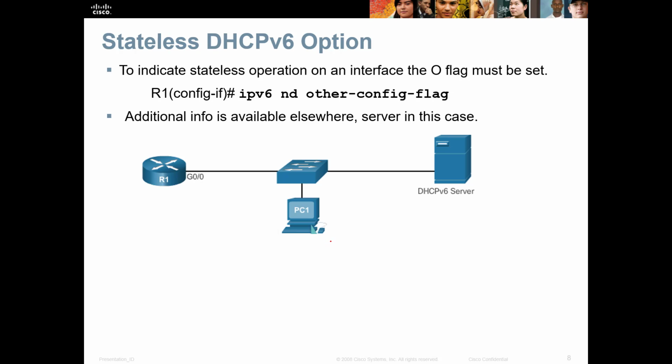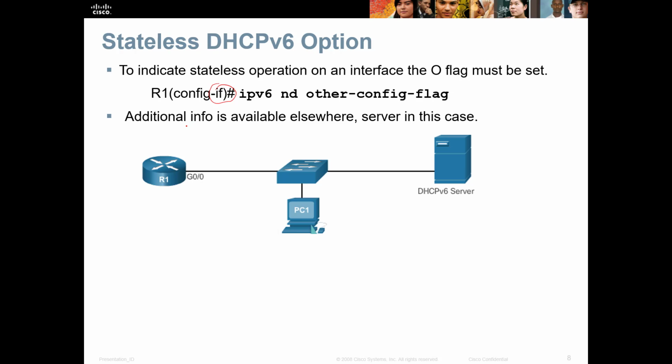Now if I'm in stateless, so this is the one that looks like a managed address, right? So this is going to indicate stateless operation on an interface. So the O flag gets set. So you can see this is basically the same thing without the no in front of it. So this is how you configure it to a 1. If you're going to take it away, make it a 0, you got to put the no in here. That was the previous command. So it's kind of backward. Once again, it's interface dependent. So you'd have to set these at every different interface.